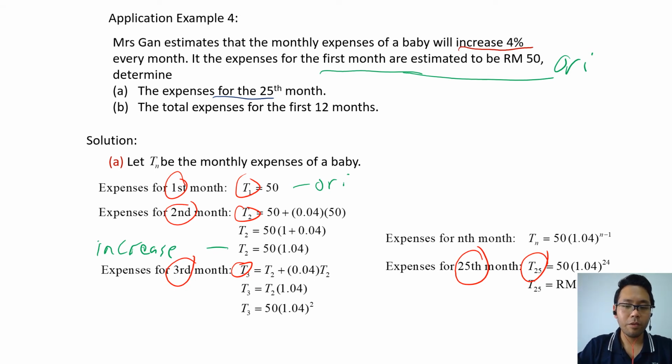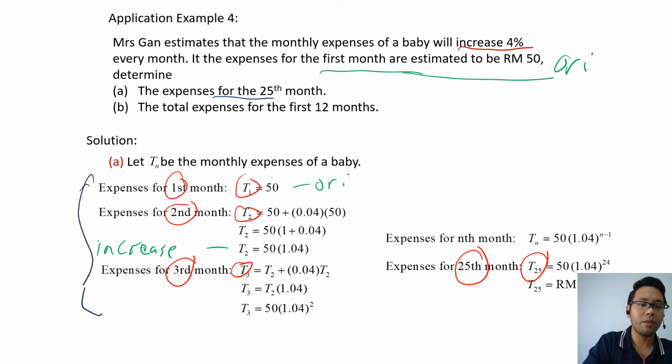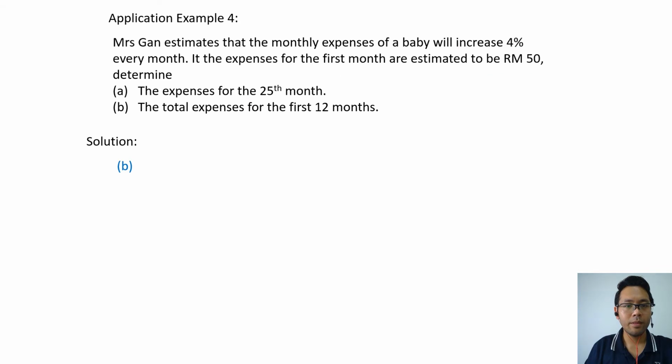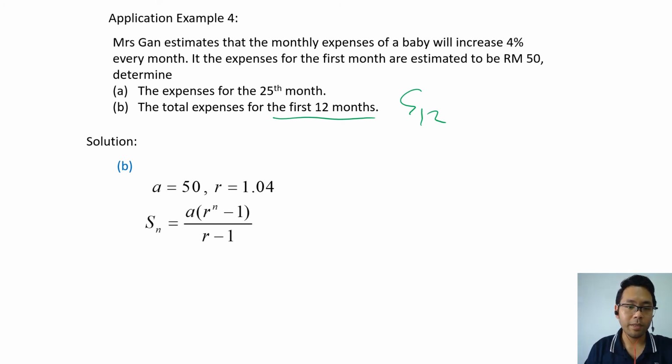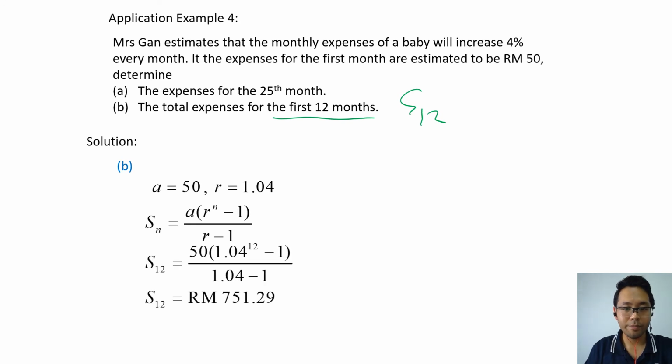Now, like I mentioned before, should you do all of these steps? It's unnecessary, but you can do it. I recommend you do it to check the first month is T1, second month is T2. Okay, so the total expense for the first 12 months is simply S12. Nothing much. We know our A is 50 and R is 1.04 according to the example that we've done just now. So just plug it into the Sn formula and you solve it.